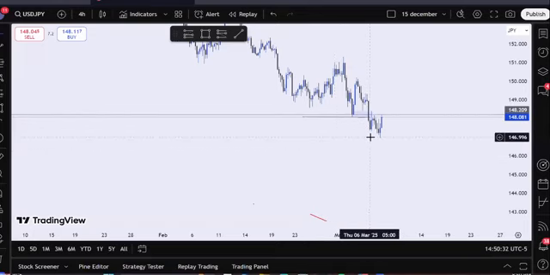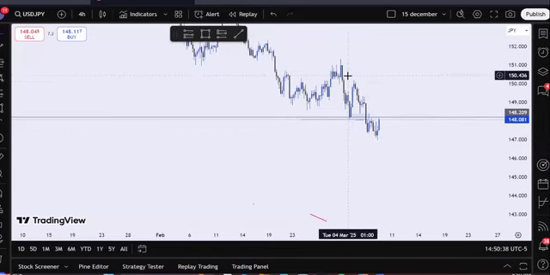I normally mark a little lower highs and lower lows. So here I see lower highs, lower lows, and then the last candle, I think it's created a market structure shift, if I'm right.